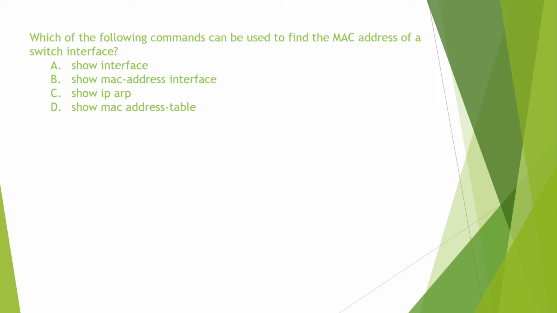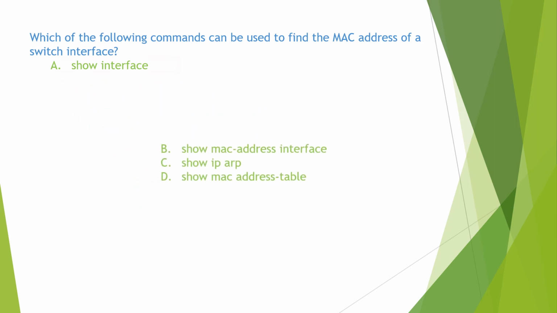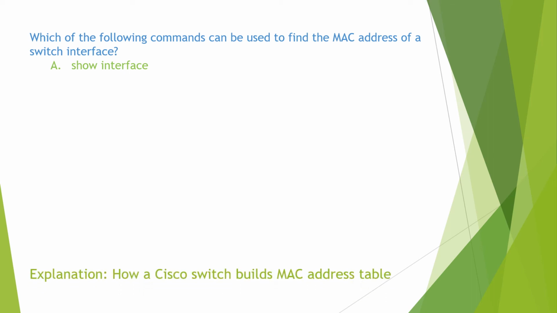The question reads, which of the following commands can be used to find the MAC address of a switch interface? In order to find the MAC address of a switch interface, we need to use the command show interface, then we specify the interface of the switch that we want to find the MAC address. Therefore, the answer for this question is A. You can find the detailed explanation for this question in the video, How a Cisco Switch Builds MAC Address Table.